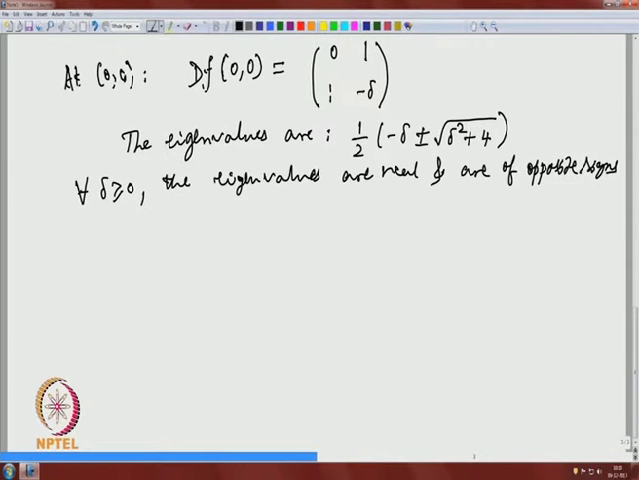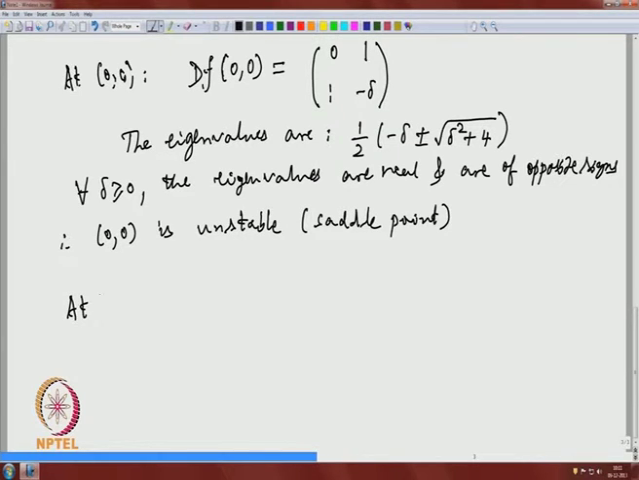So, we conclude from the linear stability analysis, invoking all the linear theory here, that 0 0 is unstable. In this case, we also call it a saddle point. When the eigenvalues are real and of opposite sign, the unstable equilibrium point is called a saddle point.